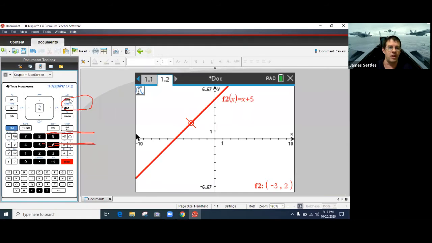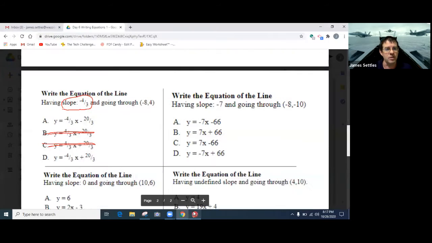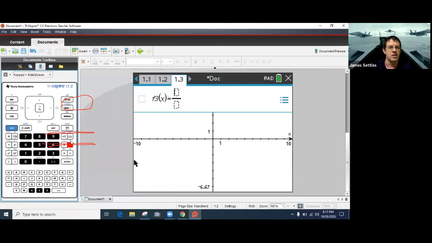We're going to start a brand new graph every single time. And we're typing in, I remember it being a fraction, but I forgot what it was. It was negative 4 over 3 x minus 20 over 3. So minus 4 over 3 x minus 20 over 3.